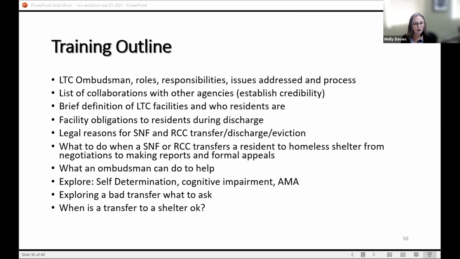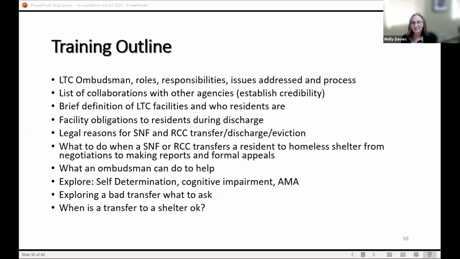We started exploring, when somebody has a bad transfer to a homeless shelter, what to ask that client to get at the root of that, if it was a choice or were they pressured, et cetera. So we have actually a whole list of questions that we prepared for the homeless shelters so that they could kind of interview their client and see if they needed to call us or not. And then when is it okay to transfer someone to a homeless shelter? So we did also talk about that.